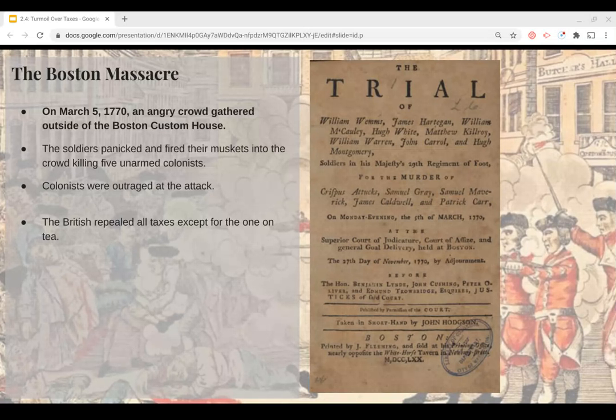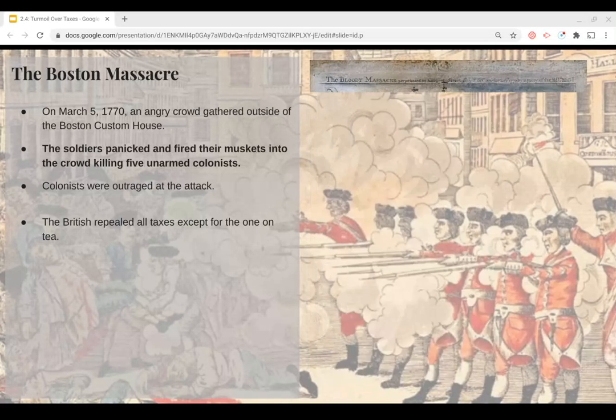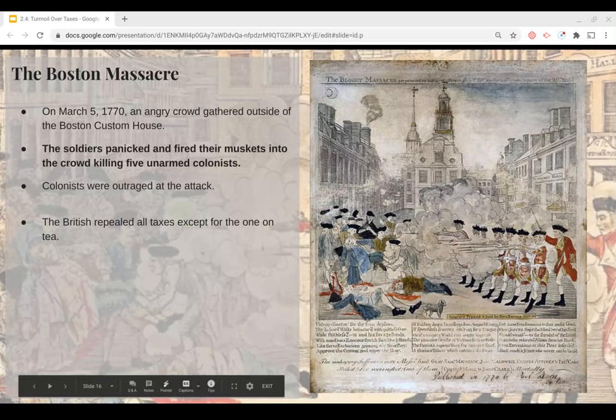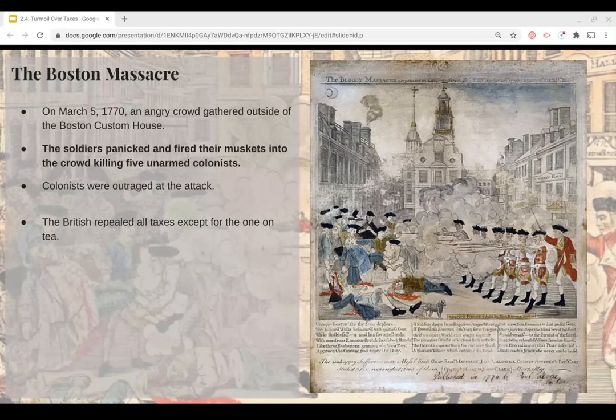This was just abhorred by the colonists. The colonists were absolutely outraged by this attack on members of the colonists who were protesting. Of course, the colonists would put a spin that it was peaceful protesting, but there was probably some out of line comments and throwing of objects and things like that. But there's no record of necessarily anyone firing guns at the British.